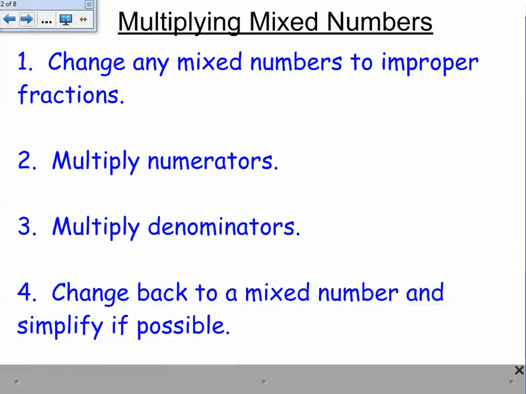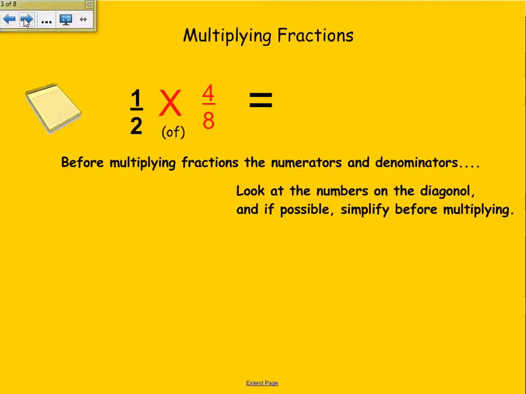Then if I have any mixed number or any improper fractions, I'm going to change my answer back to a mixed number and simplify if possible, just like we've been knowing to do. So let's do a quick example. So if I have 1/2 times 4/8, remember I could also say 1/2 of 4/8. So let's go through our steps.